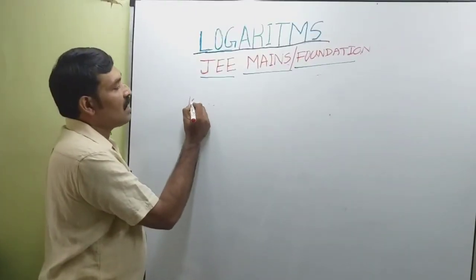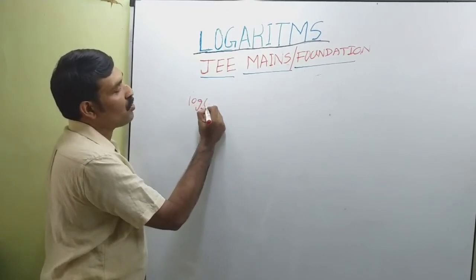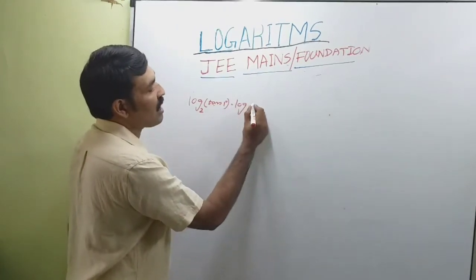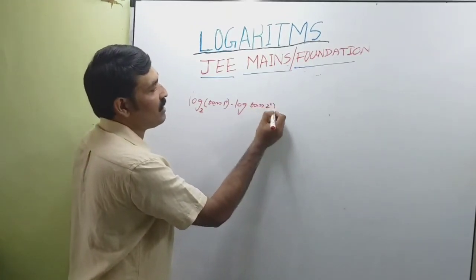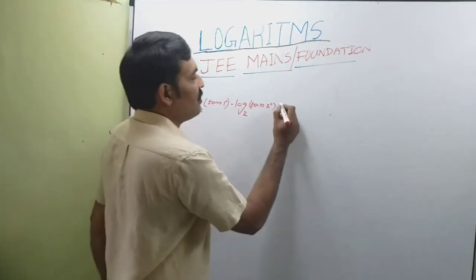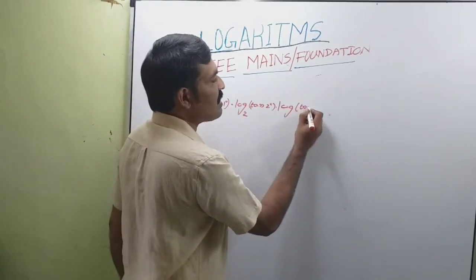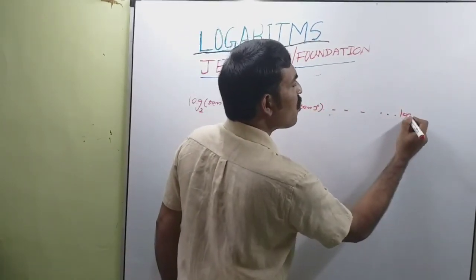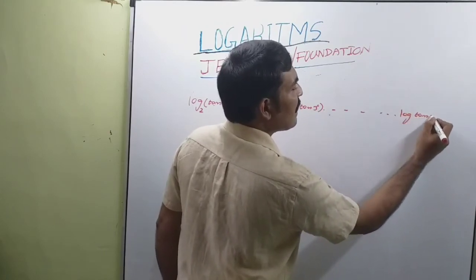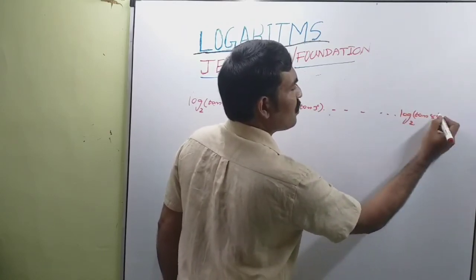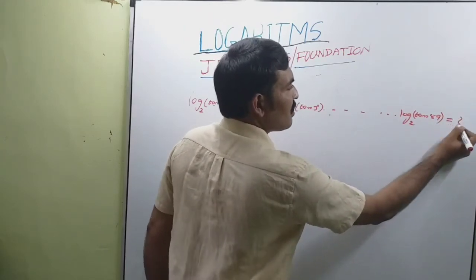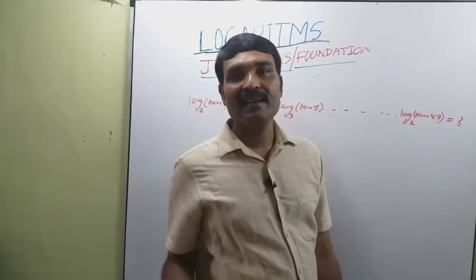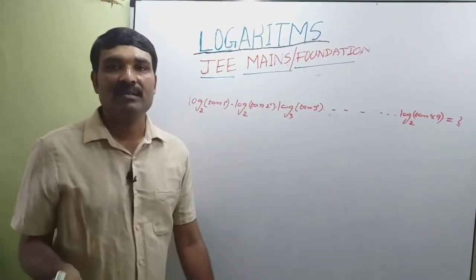Consider the question: log base 2 of tan 1 degree times log base 2 of tan 2 degree times log base 2 of tan 3 degree, and this goes on up to log base 2 of tan 89 degree. Since tan 90 is not defined, the last term is tan 89 degrees. What's the value of this?